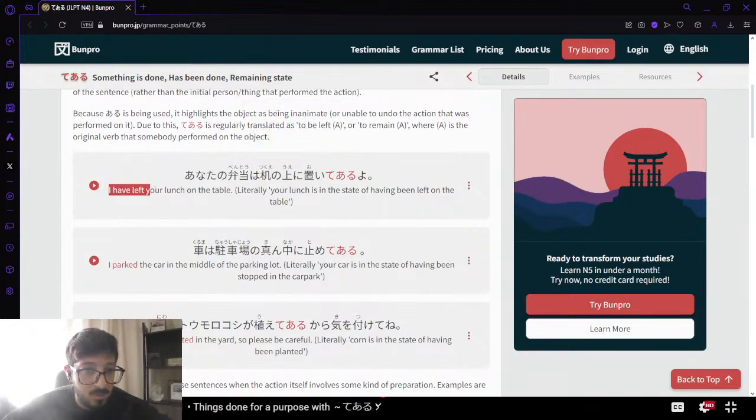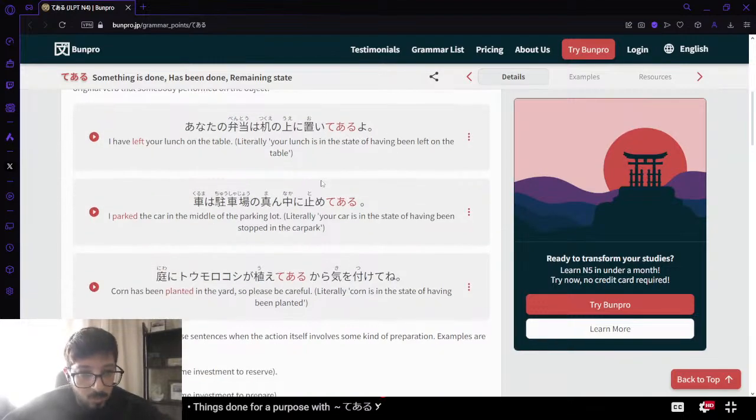But in English, you would say, I have left your lunch. But in Japanese, there is no doer. By someone, by who? We don't know by who. There is no "by."